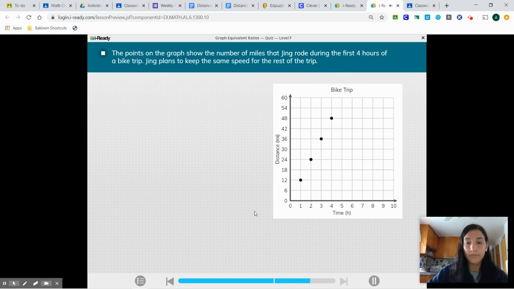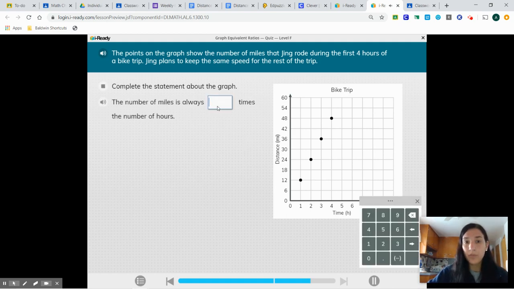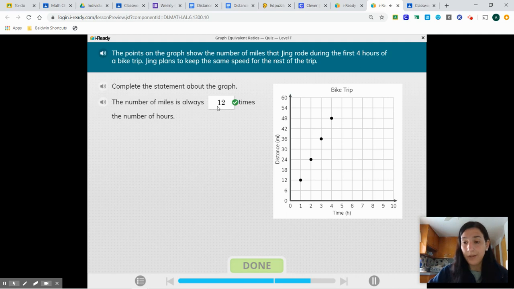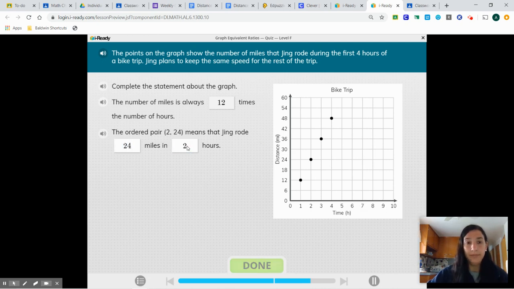The points on the graph show the number of miles that Jing rode during the first 4 hours of a bike trip. Jing plans to keep the same speed for the rest of the trip. So we know the statement about the graph. Our unit rate was 12 miles per hour, so that's going to be 12. So this ordered pair means that she's going 24 miles in 2 hours.